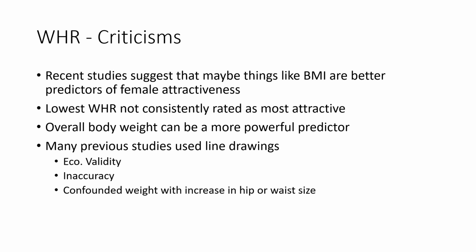And also, this could potentially confound weight with an increase in hip or waist size. So it's difficult to tease apart what is waist to hip ratio and what is just overall weight in general of an individual. That's very hard to tease apart, and with line drawings in particular, it's not very easy to do that, and it could confound the two. So overall, recent studies have suggested that there could be some issues with just settling on waist to hip ratio as the main criteria for sexual selection of a mate.